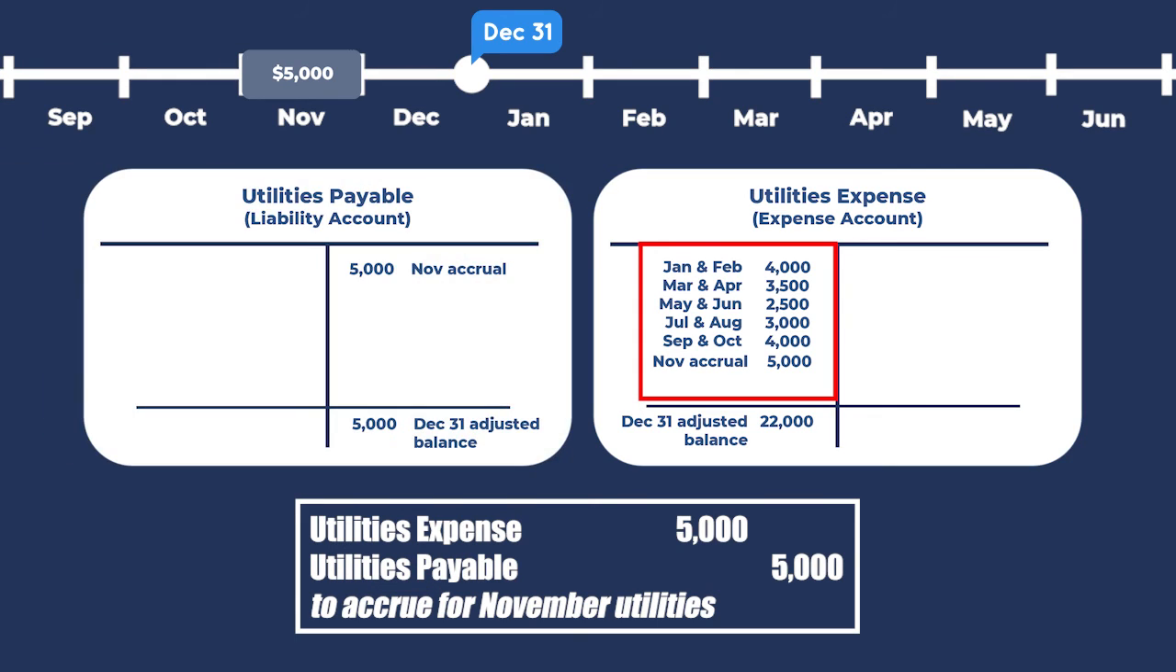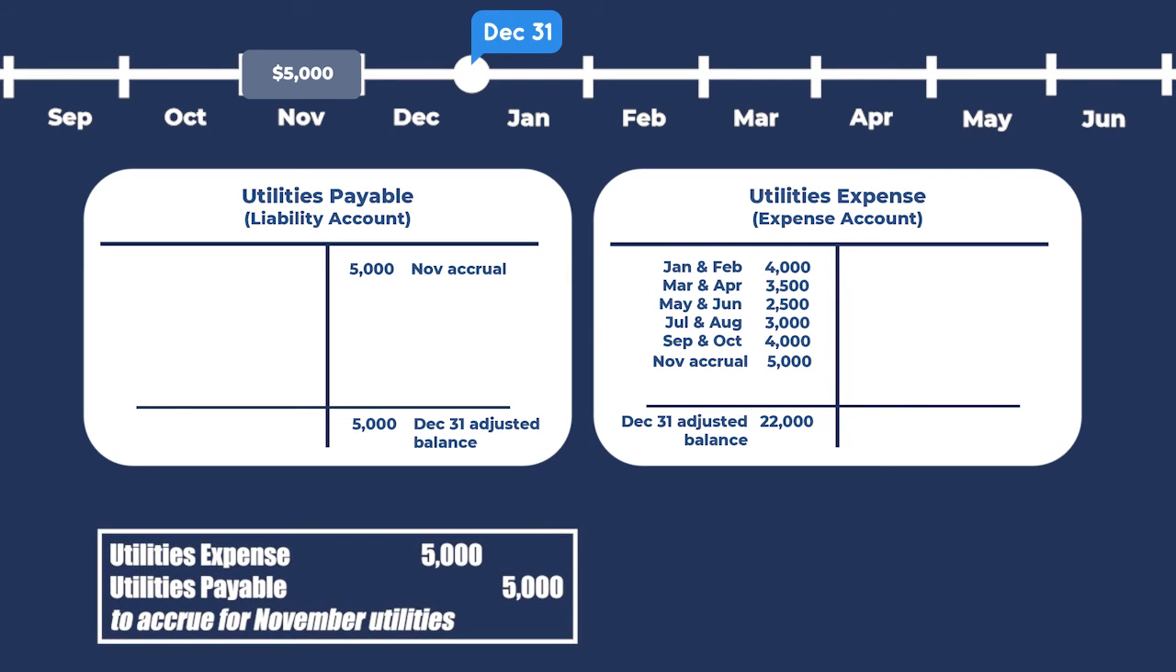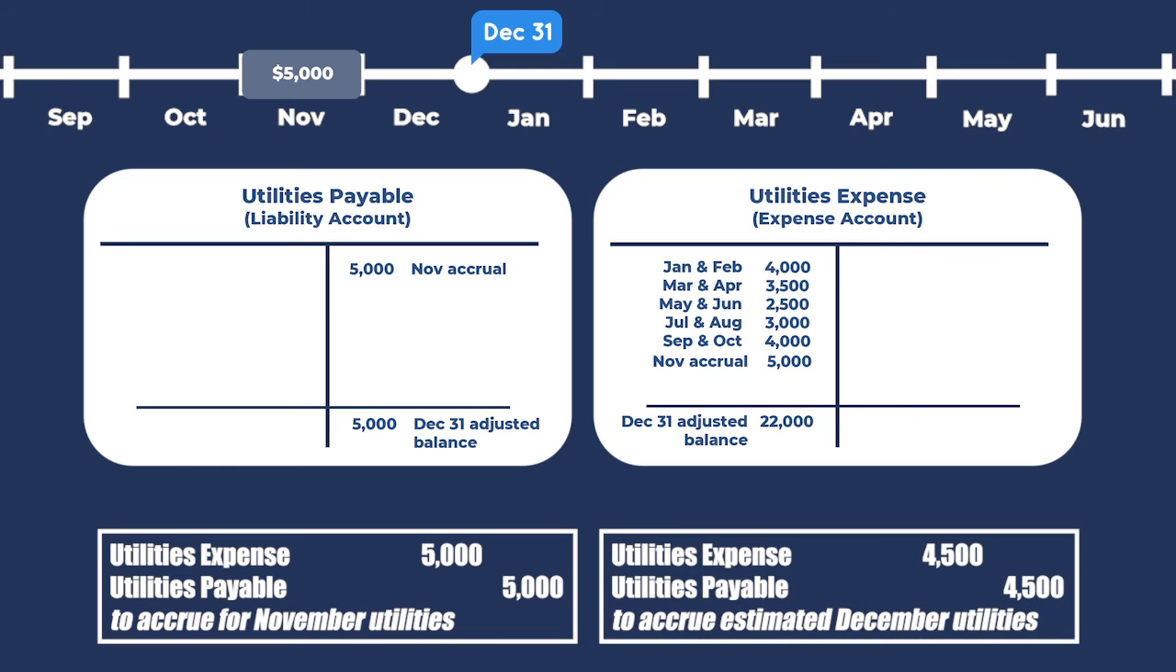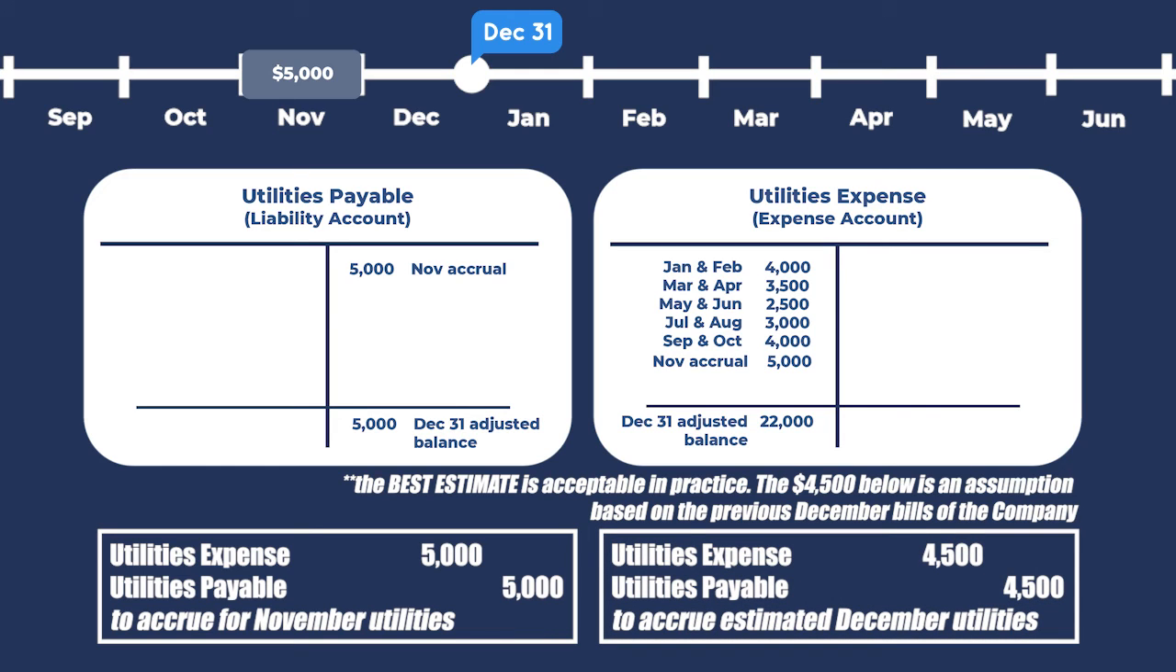What we do in practice is very varied depending on company policy, but in general, we should take the best estimate of the December usage and accrue it as if we have received the bill like what we did in the November entry. In this case, we are just assuming that the best estimate based on the bills in December of the previous year is 4,500. Hence, we accrue the December estimate to complete the utilities expense for the current year. That would be a debit to utilities expense for 4,500 and a credit to utilities payable for the same amount.